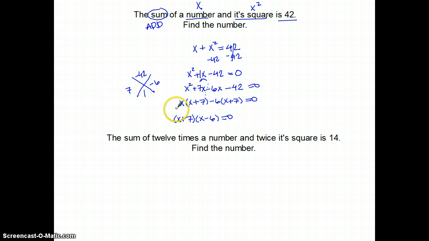To solve, I take each of these factors, x plus 7, set it equal to 0, and my second factor, x minus 6, and set that equal to 0 as well. Solving them both, I find from the left that x will equal negative 7, and from the right, I find that x will equal positive 6. So I have two solutions for this application. x may equal negative 7 or positive 6.